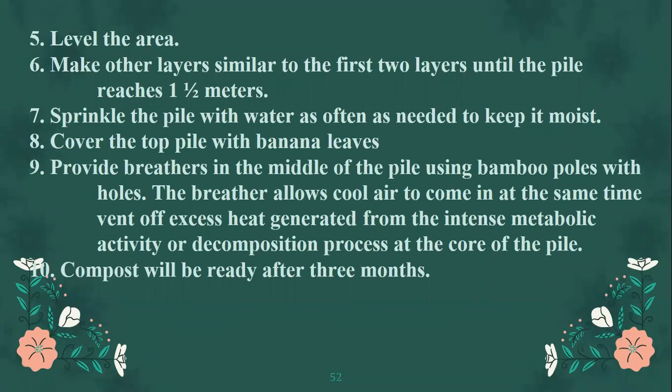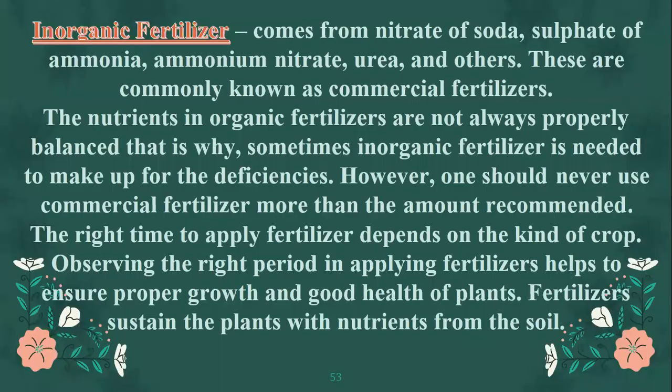6. Mix other layers similar to the first 2 layers until the pile reaches 1.5 meters. 7. Sprinkle the pile with water as often as needed to keep it moist. 8. Cover the top pile with banana leaves. 9. Provide breathers in the middle of the pile using bamboo poles with holes. The breather allows cool air to come in and at the same time vents off excess heat generated from the intense metabolic activity or decomposition process at the core of the pile. And 10. Compost will be ready after 3 months.